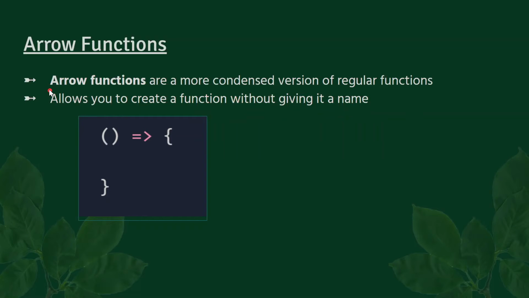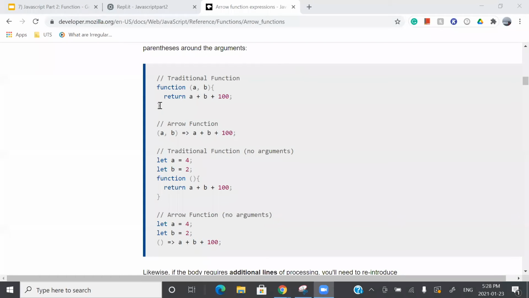But yes, arrow functions are a more condensed version of regular functions. I think this is a really bad example, so hold up. This shows us a traditional function and an arrow function, and I think seeing the difference will be helpful. In a traditional function, we have a function with our two variables, a and b. The function wants us to return a plus b plus 100. So we have our two unknown variable values, and the function just wants us to return a plus b plus 100, so some integer value.